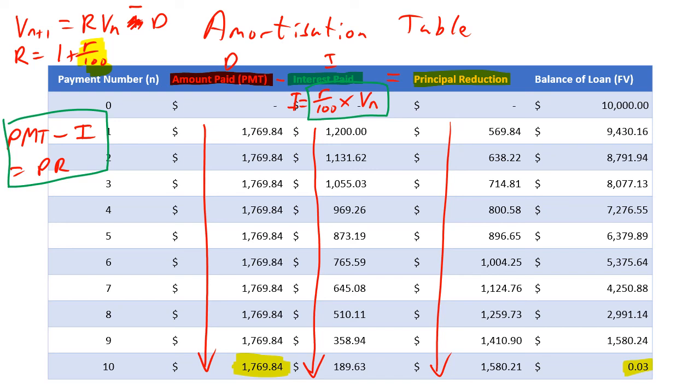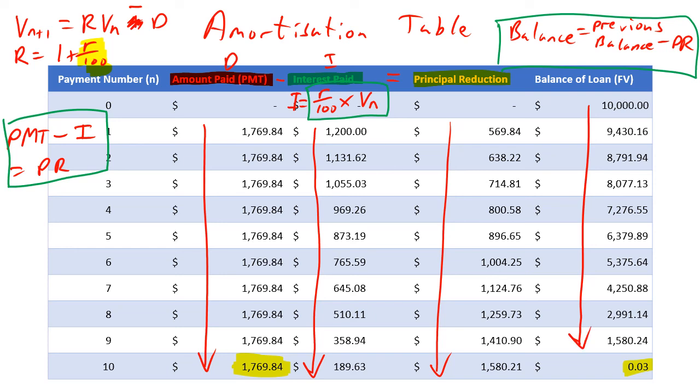So if we look at this and write this out as a formula, we could say that the balance equals the previous balance minus the principal reduction. And that's how you calculate all these things. Notice eventually your loan always gets down to here. This is called your final value. You want a final value of 0.